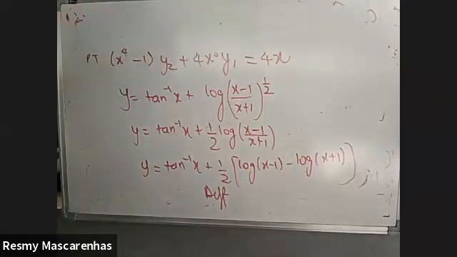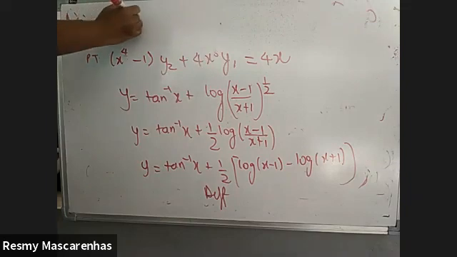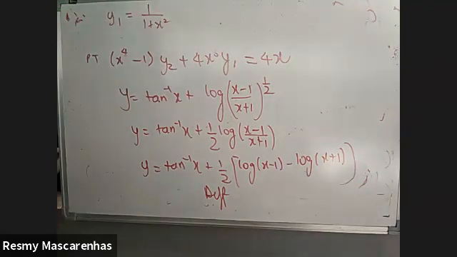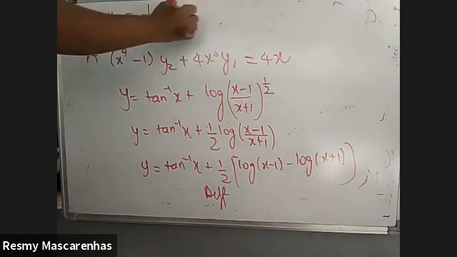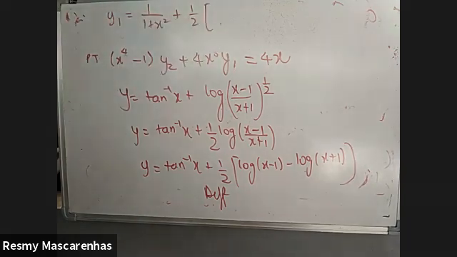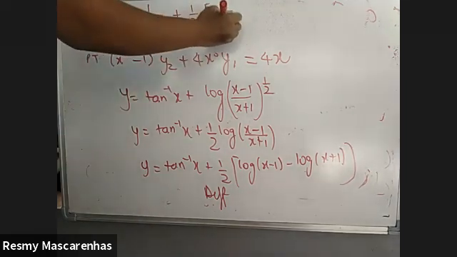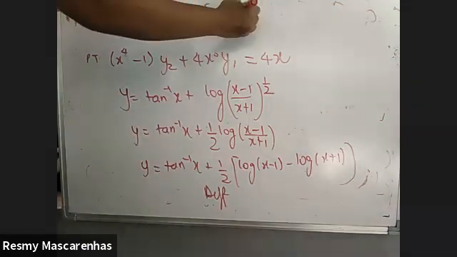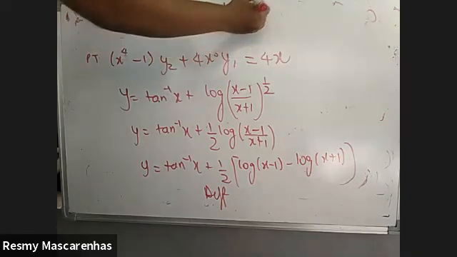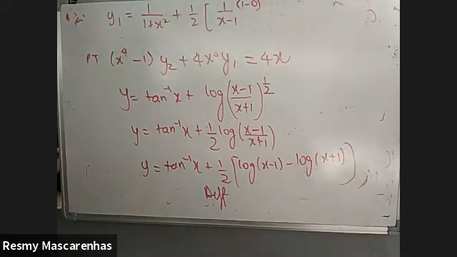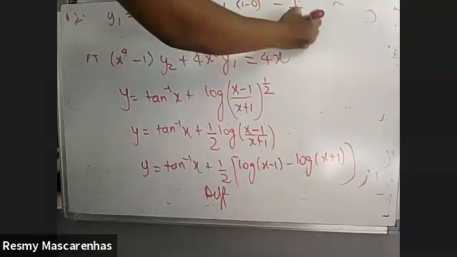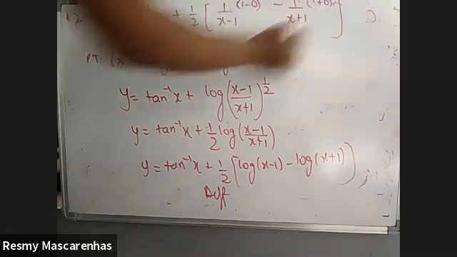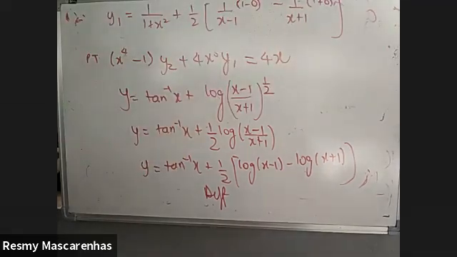Now differentiate. So derivative of y will become y1. Derivative of tan inverse x will become 1 upon 1 plus x square. This will be half. Derivative of log of x minus 1 is, if you go to take the derivative, this will be 1 and derivative of minus 1 will be 0. Same way. Even if you don't write this, it's okay.